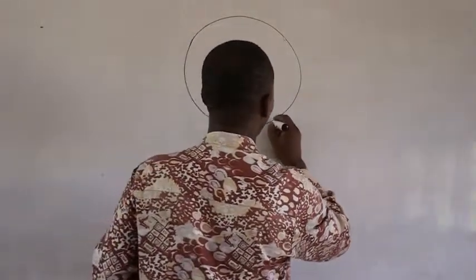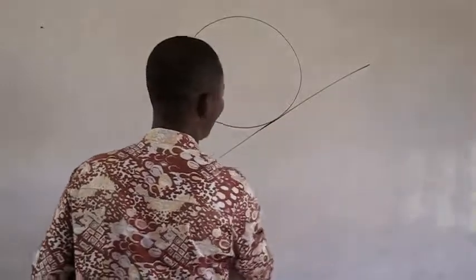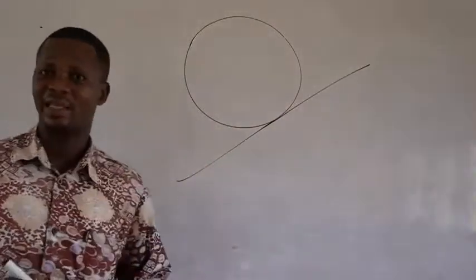And we have a tangent to the circle. Now, what is the tangent? Let's drop that one first.